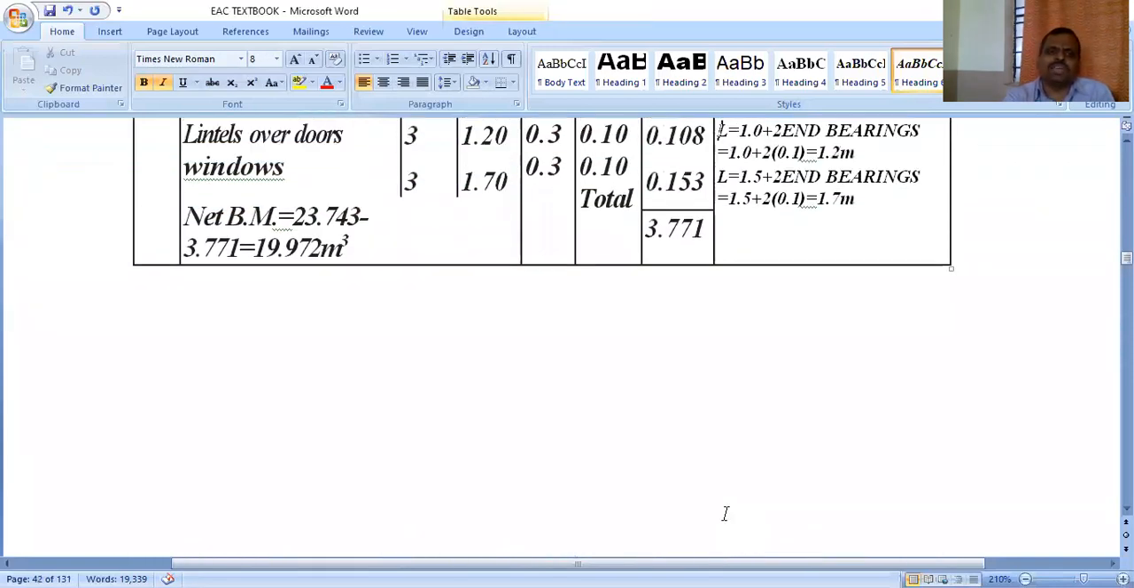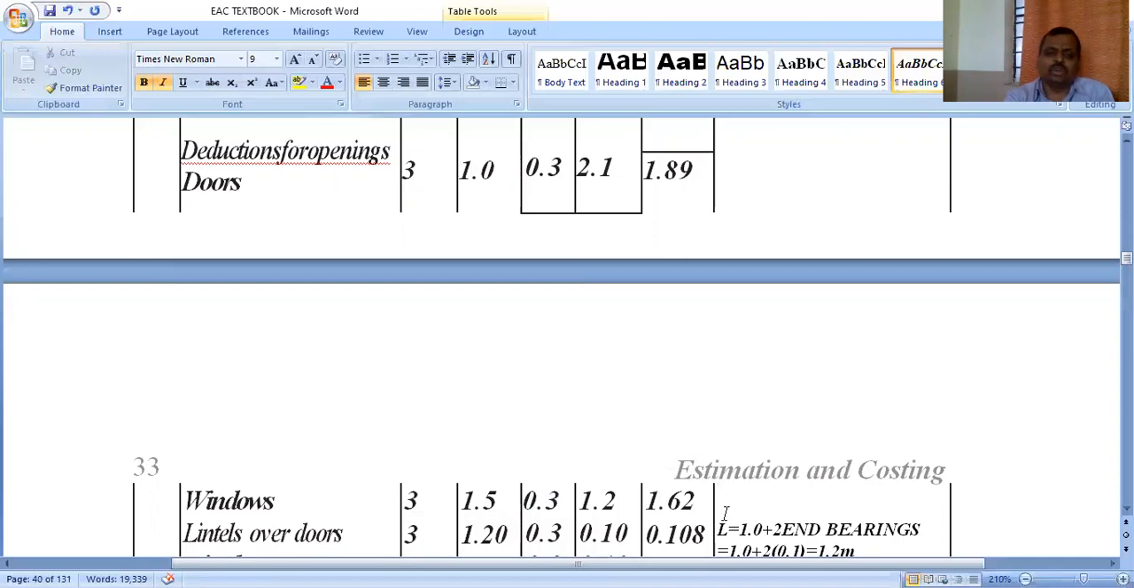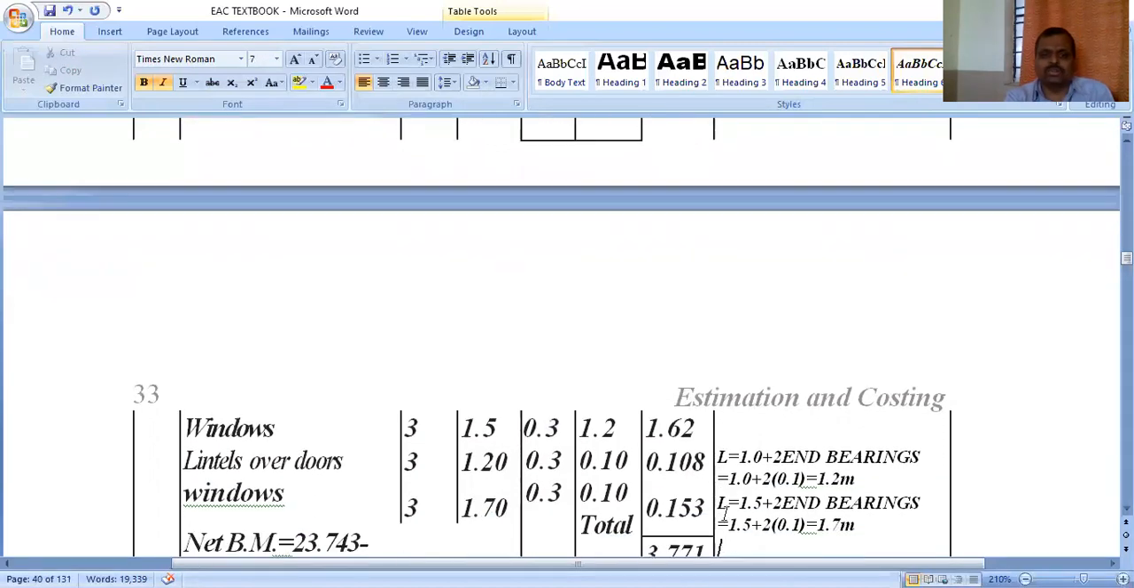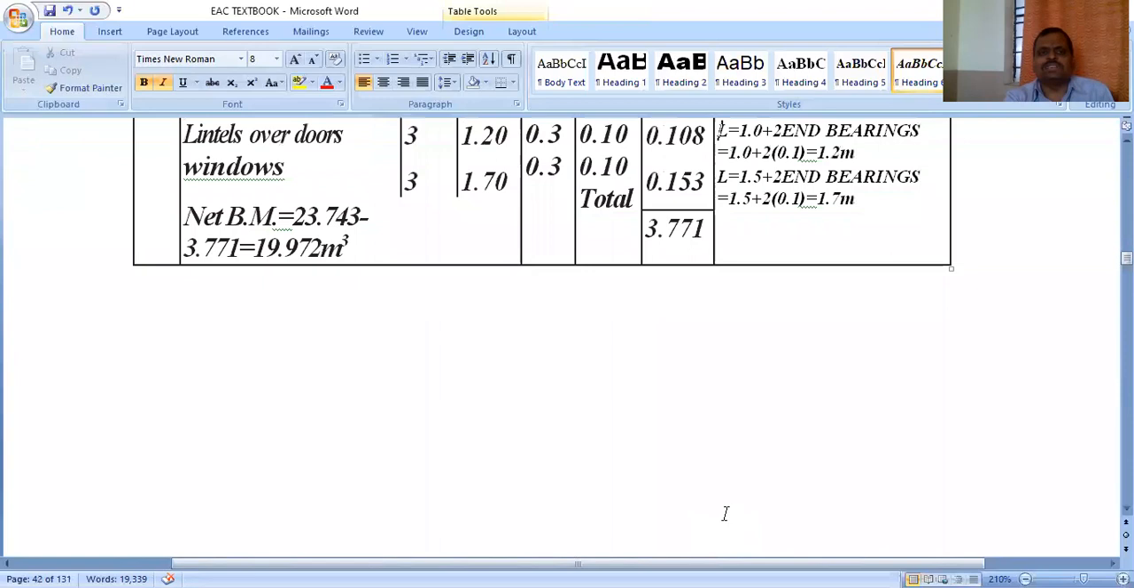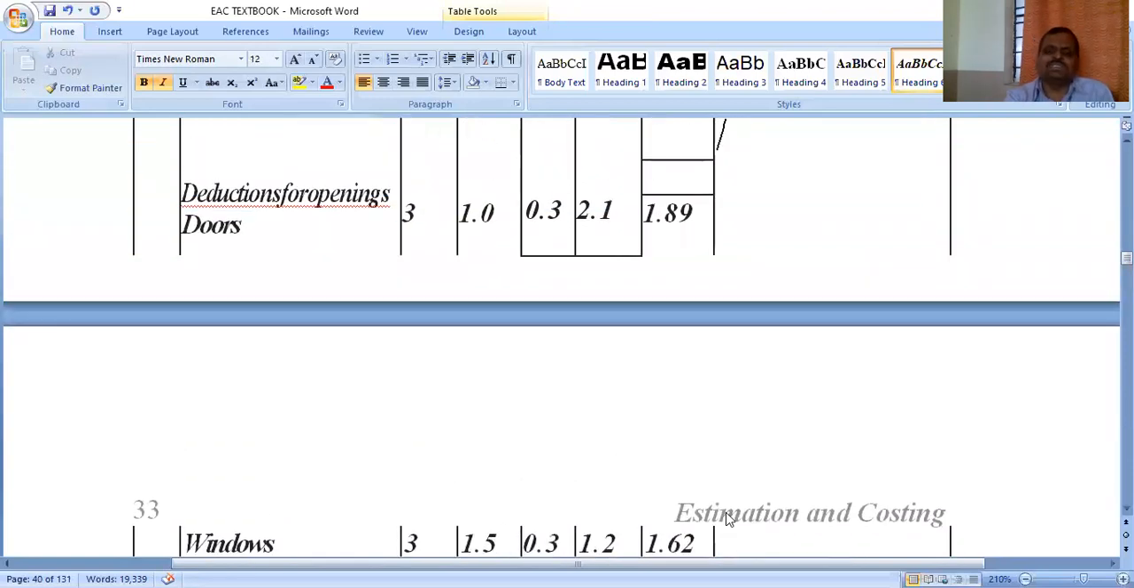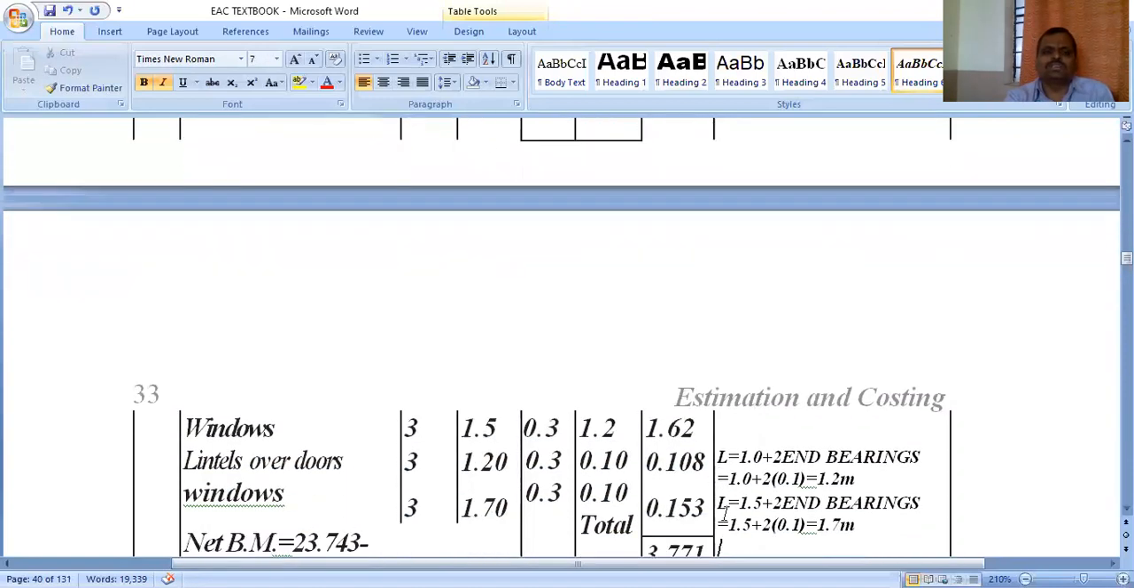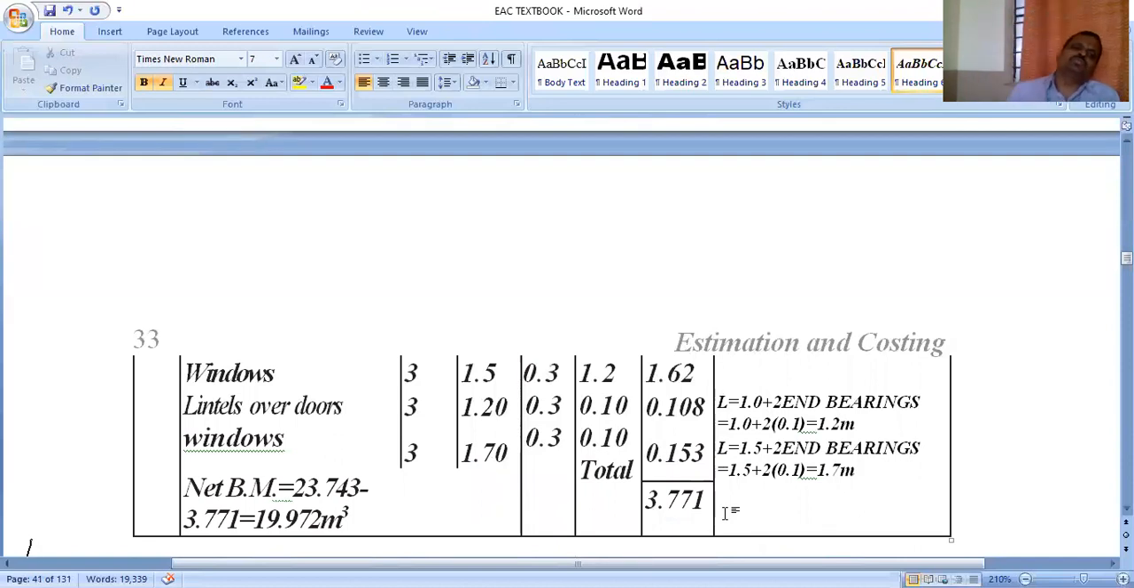Now, if you observe the plan or the section, you are going to see the lintels over the doors and windows. Why are these lintels necessary? These lintels are necessary to carry the load coming from the wall above without any disturbance to the windows. Otherwise, the window frames will fail. So to avoid this, we have to provide lintels over the doors as well as over the windows. First, we are going to calculate the lintels over the doors.